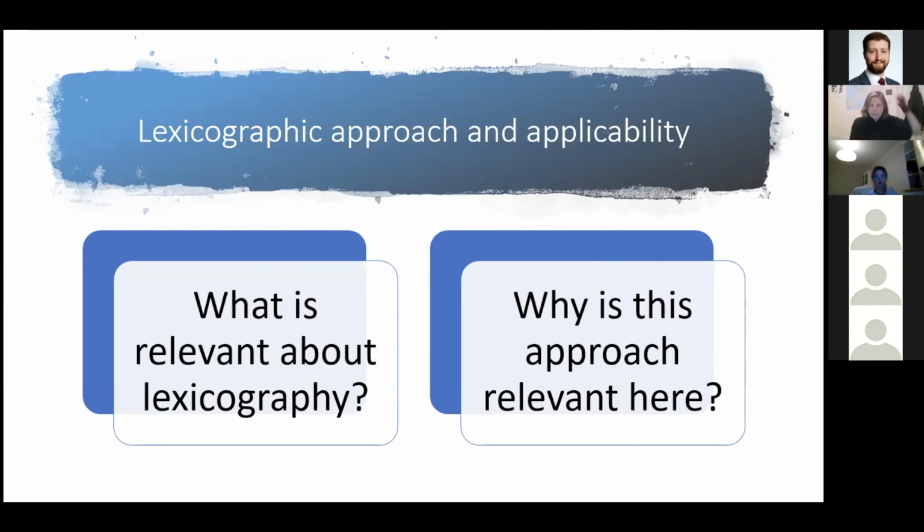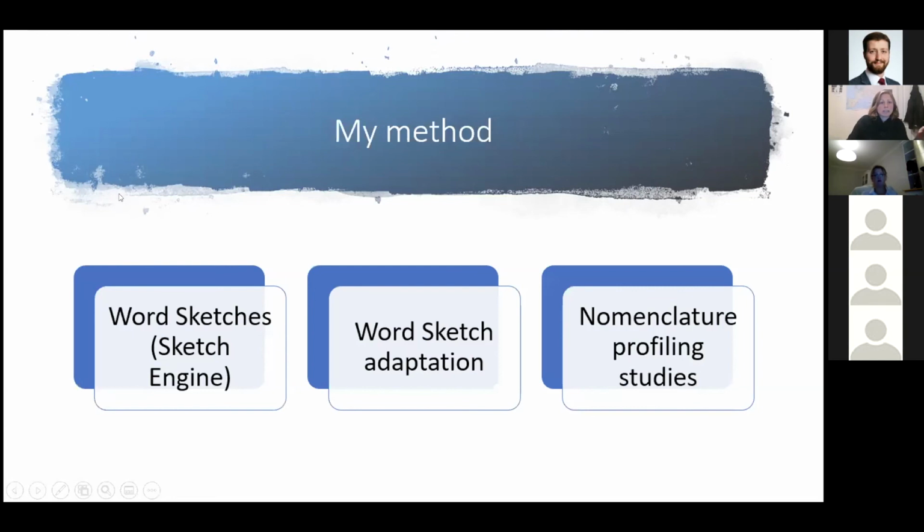So why is lexicography relevant? Lexicography looks at word use in context. It is something that is very aware of the way that different contexts, different domains, different times can lead to different meanings in words, and also the way that the same words can mean different things in different contexts. And so the method that I developed was based on word sketches, which is one of the features from the Sketch Engine corpus query tool that Justyna mentioned in her introduction.